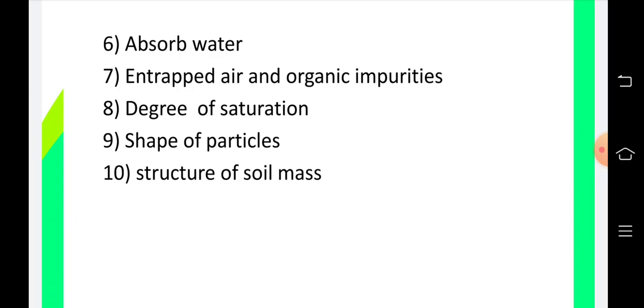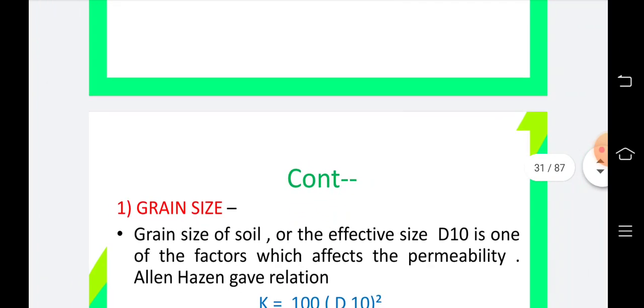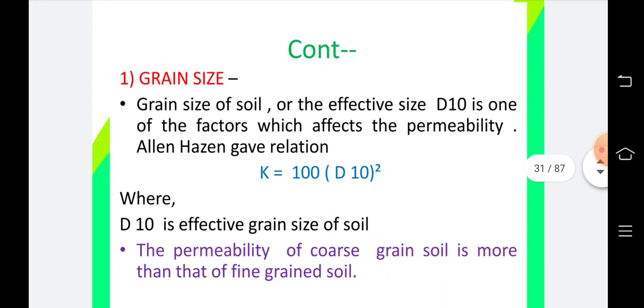What are the various factors that affect water as it passes from one place to another? What are the various obstructions that are made? So these are the 10 obstructions. First of all, the first factor is the grain size.